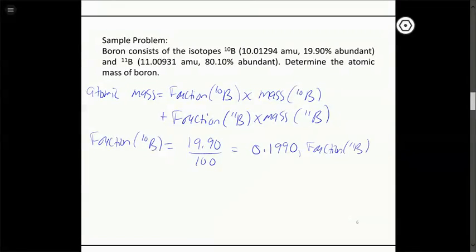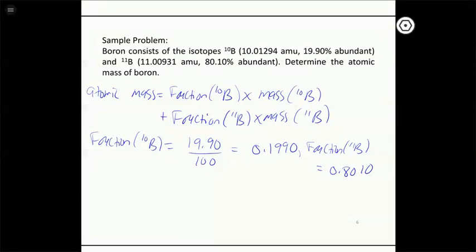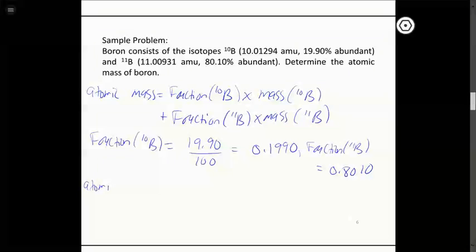And then by the same argument, the fraction of boron 11 is going to be 0.8010. All right, and so again, the percentages should always add up to 100 for all the isotopes that you have. The fractions should all add up to 1 for all the isotopes you have. Those are also important relationships for some of these problems. But in this case, we're just calculating the atomic mass, so we just take that equation on top and plug in the correct numbers. So the fractional abundance of boron 10 is 0.1990. Its mass is given to us as 10.294.